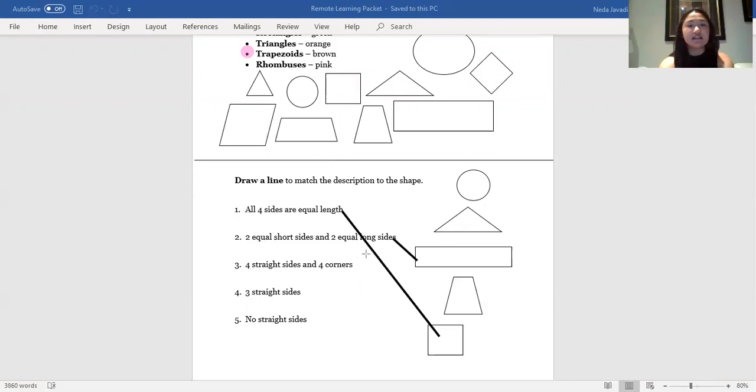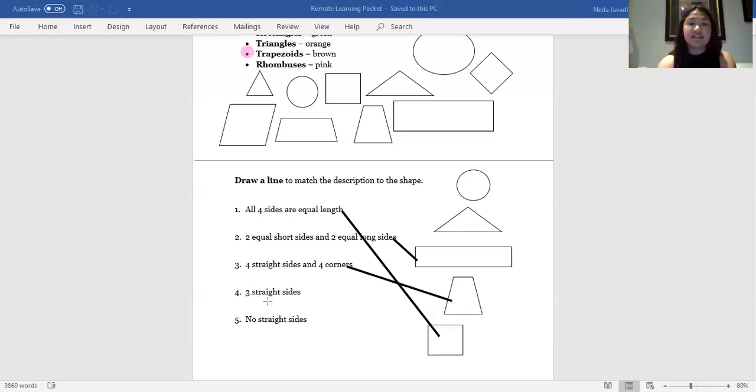Nice. The next shape says 4 straight sides and 4 corners. So of the shapes that are left, I have a circle, a triangle, and a trapezoid. A circle has no sides. A triangle has 3 sides, and a trapezoid is the only shape left with 4 sides. So I know that number 3, 4 straight sides and 4 corners, must go to the trapezoid.